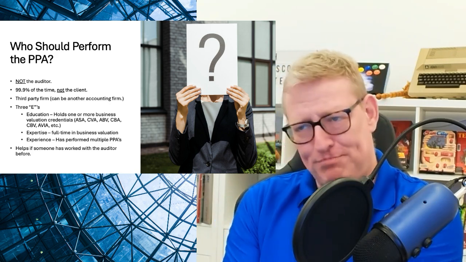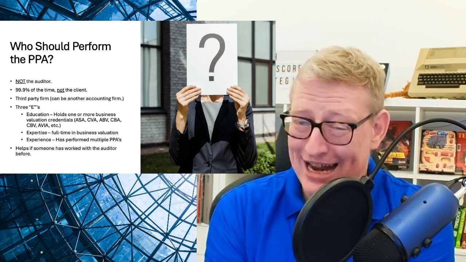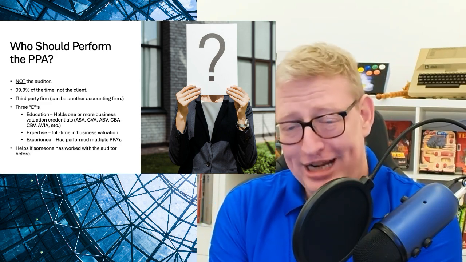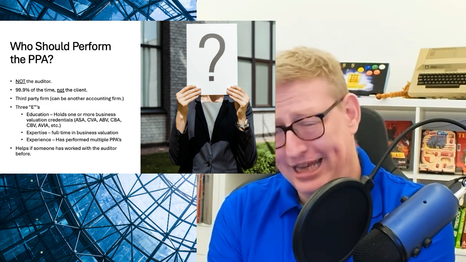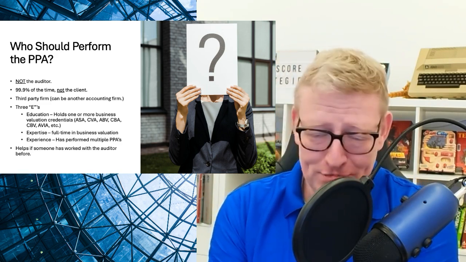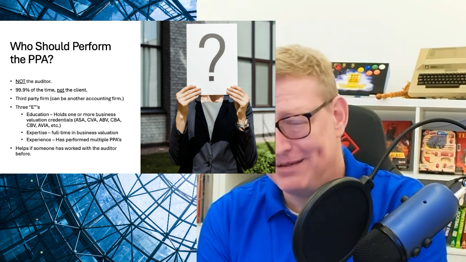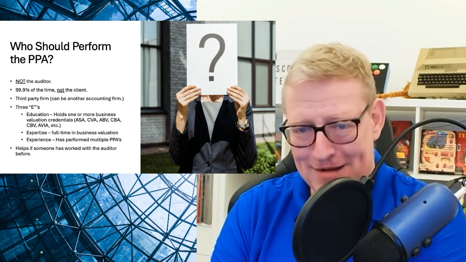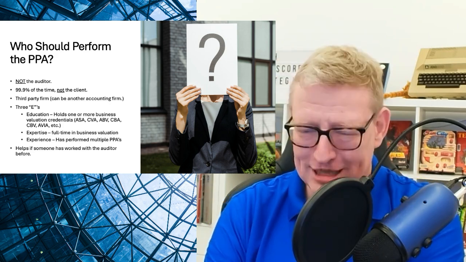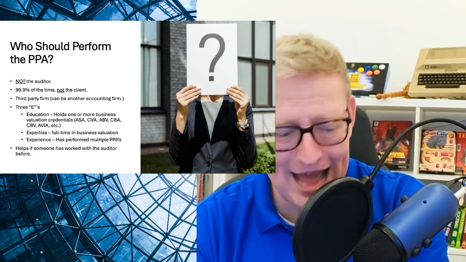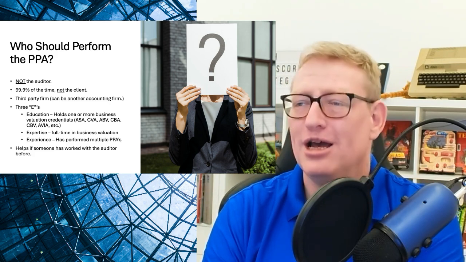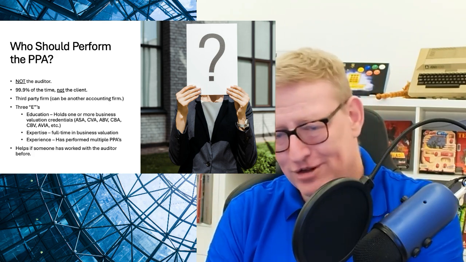There's nothing that explicitly prevents the client from performing their own purchase price allocation, but it's generally not a good idea. Putting the independence issues aside, a purchase price allocation is not something you just watch a YouTube video and say, well, I'm going to have it come out all great. It's a little bit more complicated than that. You need to do about 15 to 20 of these before you really start to get comfortable.